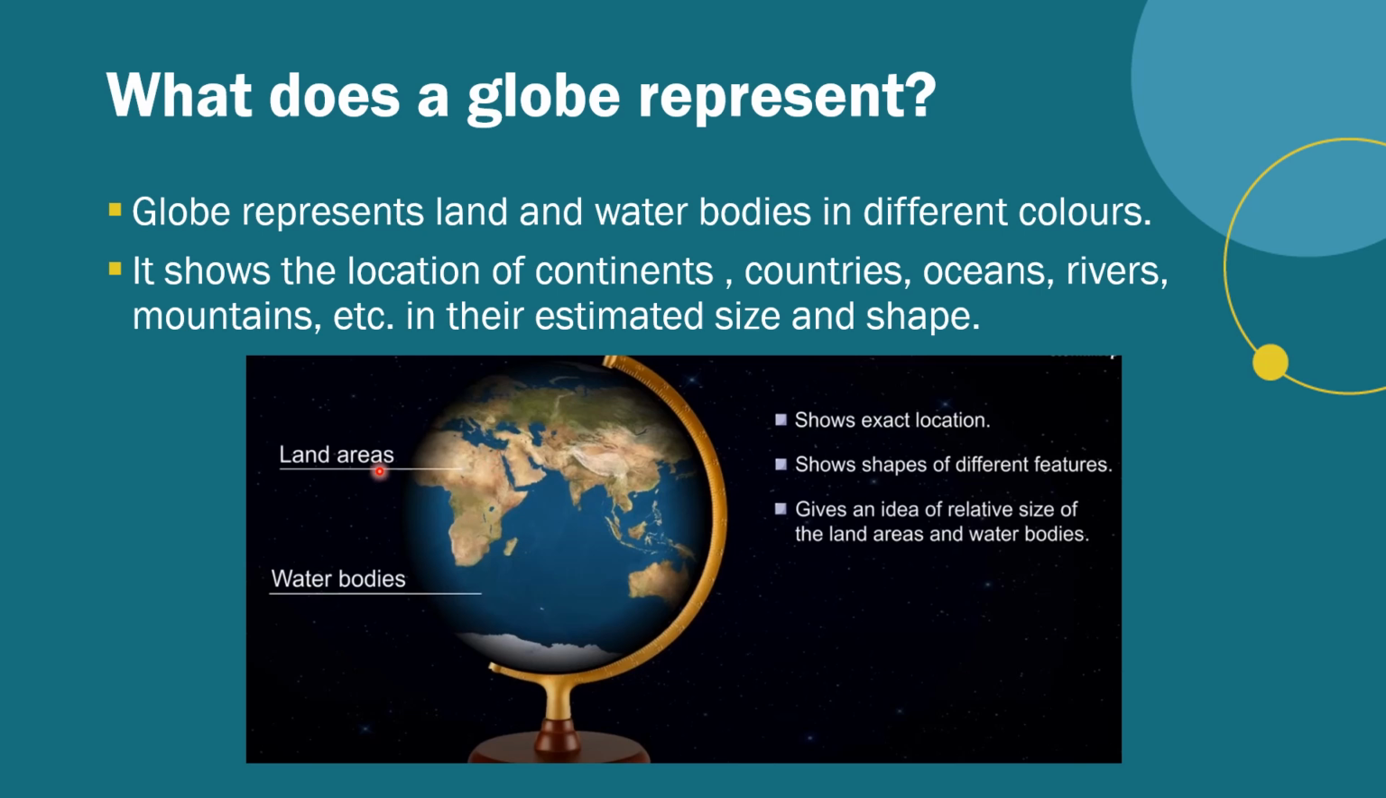So here this is the Africa continent. Here you can see India, right? And this continent is Asia. So the globe shows continents, countries, oceans. Here this is the Indian Ocean, right?